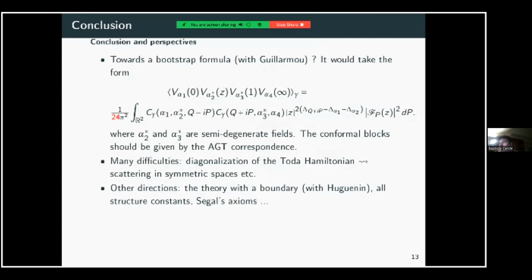And another question, which is, I would not say a $1 million question, but not so far, is to compute all structure constants of the theory. That is, 3-point correlation functions where you do not assume anymore that one of the fields is semi-degenerate. There is no conjectured expression in the physics. Yeah, it's a very, very hard question. It's not clear that it will be possible to compute it today.